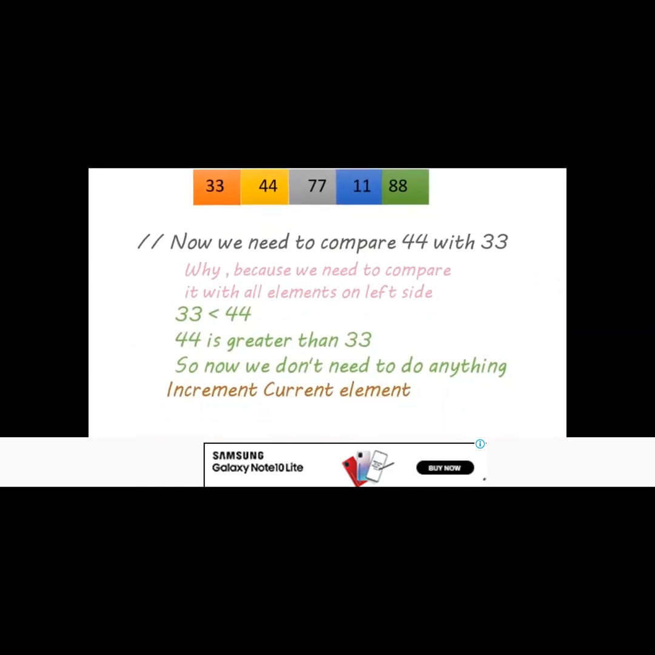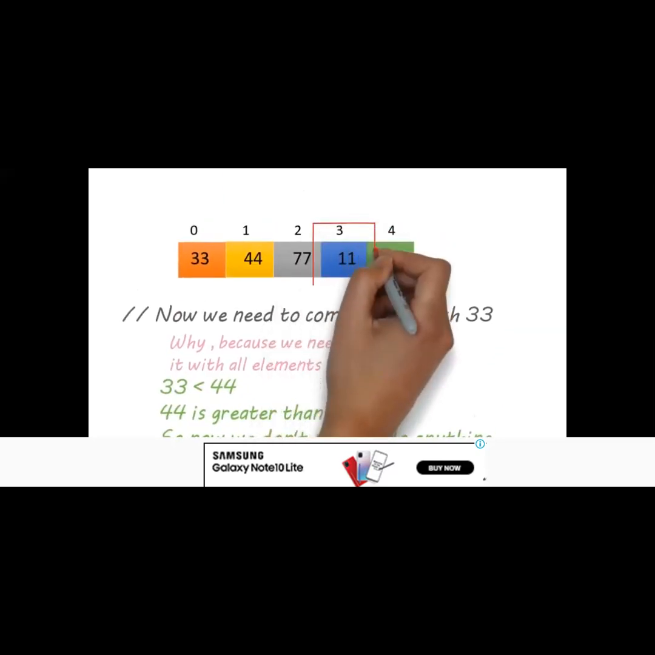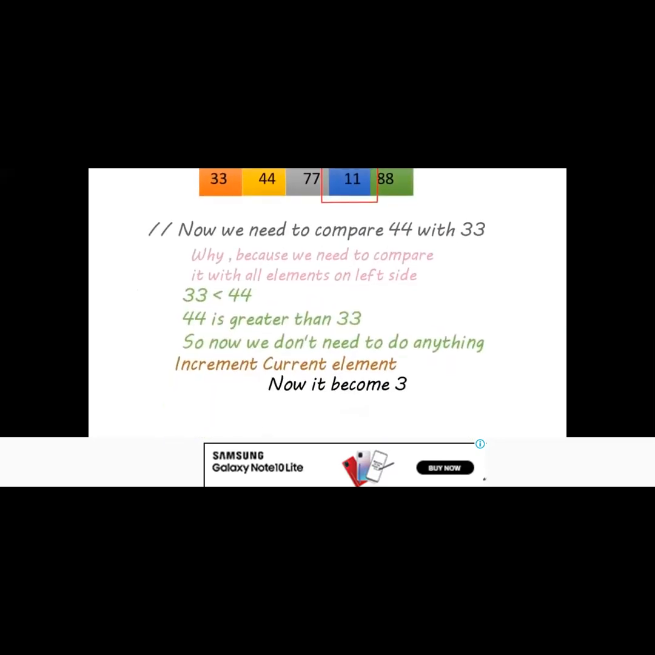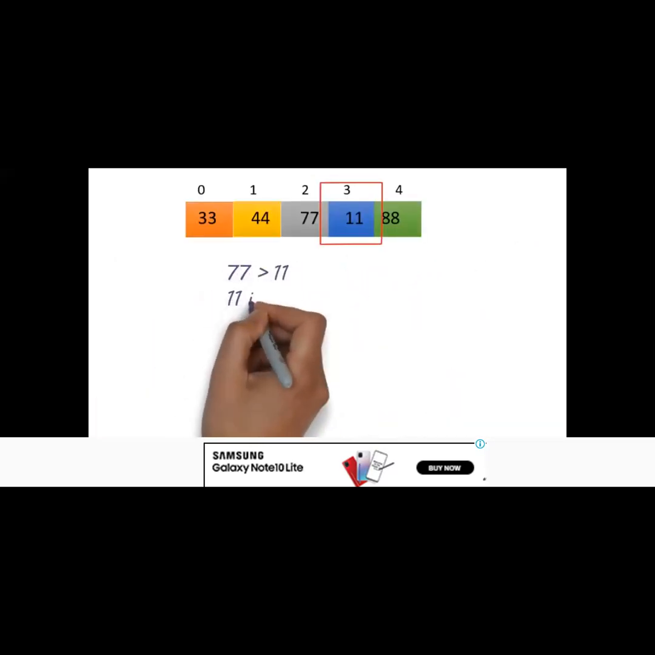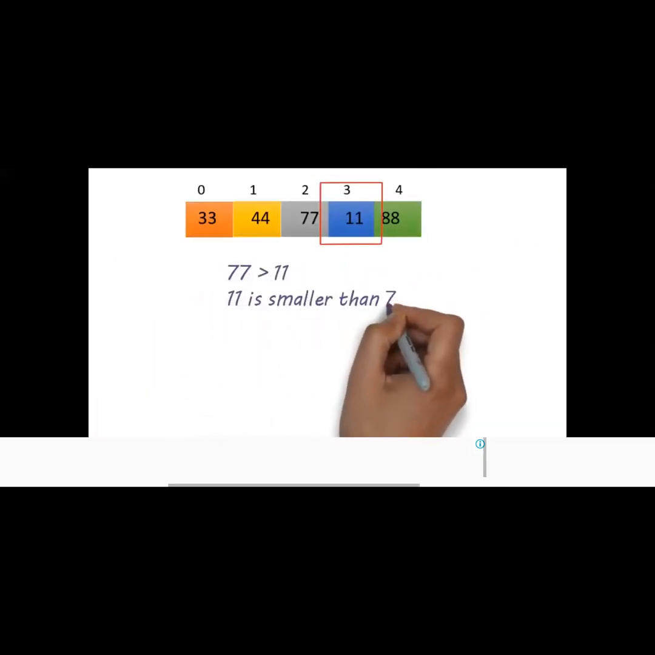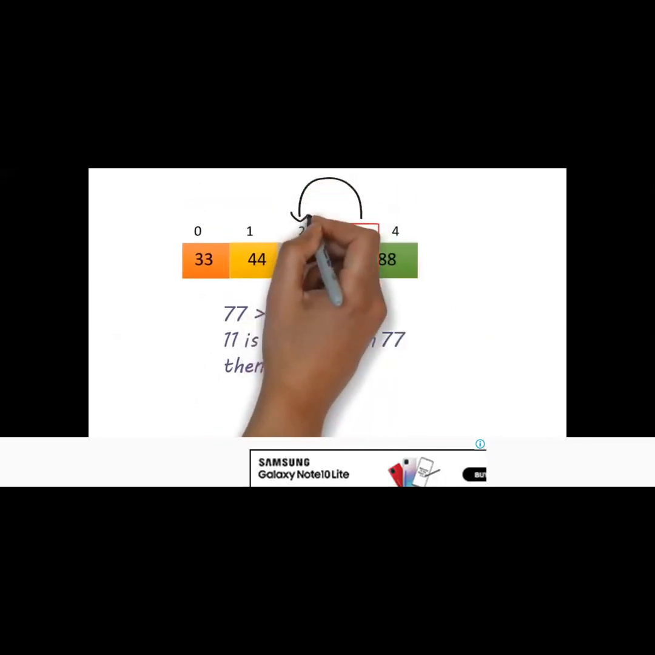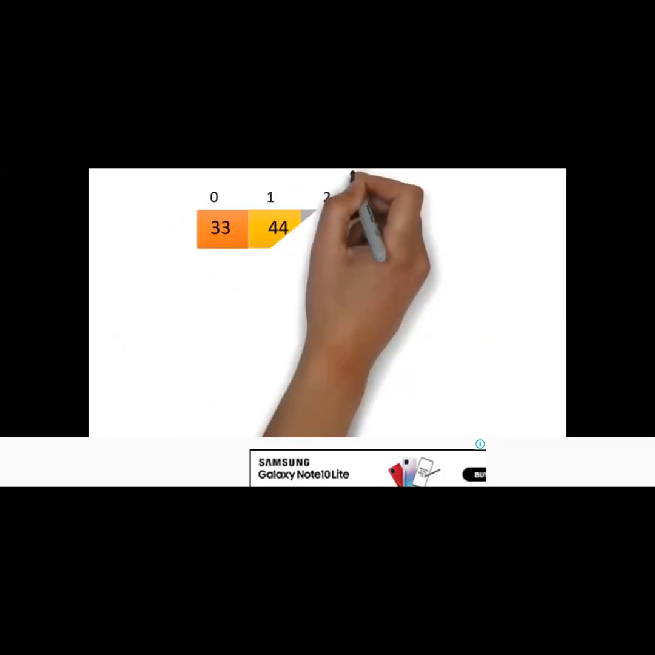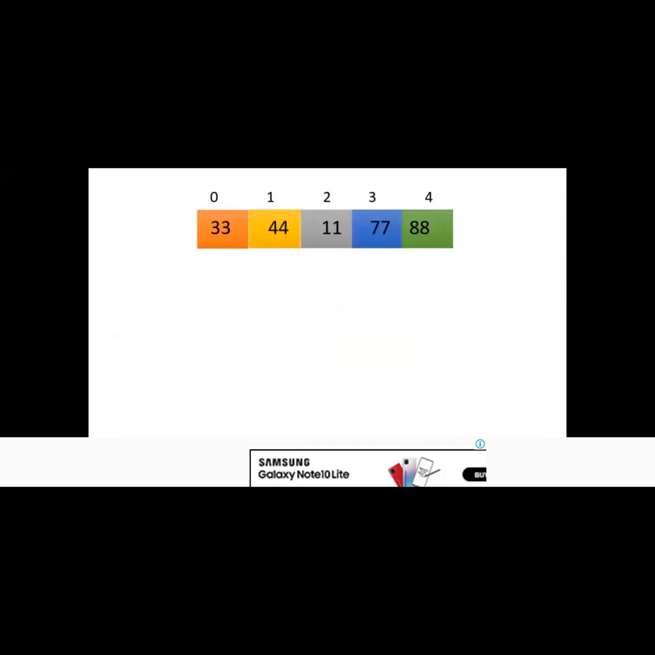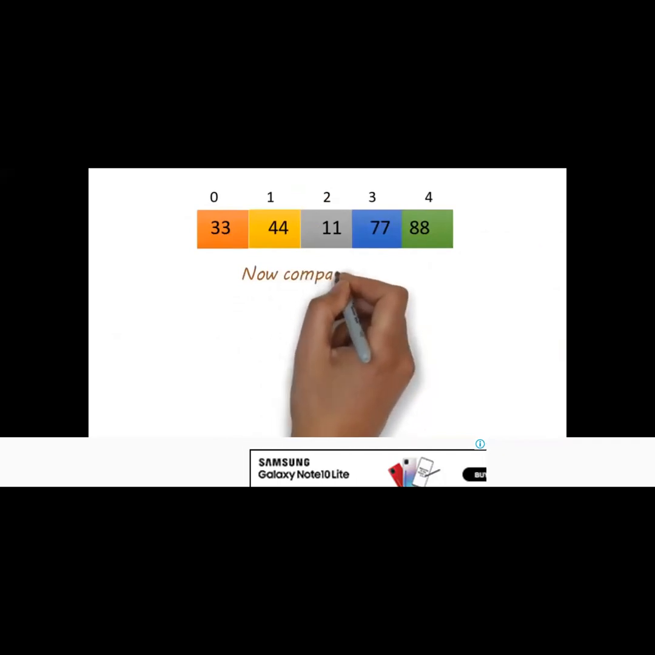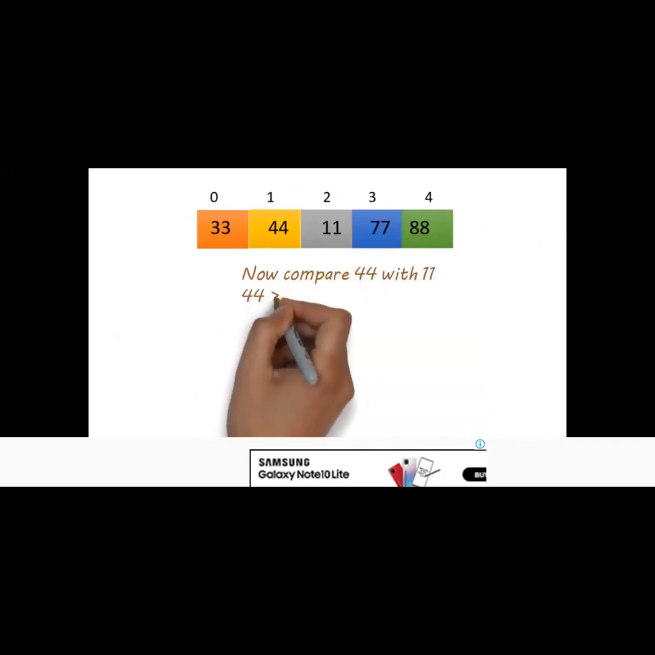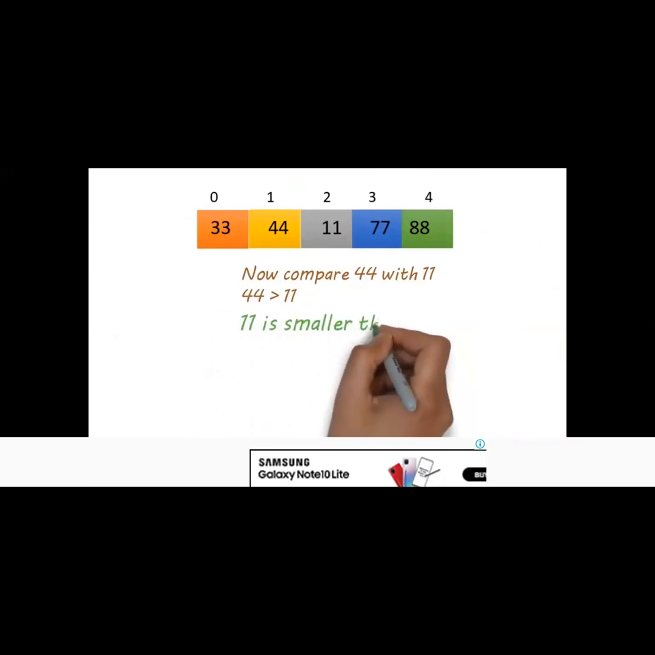Then the current element 11 will be taken. Now you can see, 11 is the current element. Now 11 wants to compare with 77, 44 and 33. Let you see, watch this video. Yes, now 11 is compared with 44. 11 is smaller, that's why it will get swapped. That is interchange.